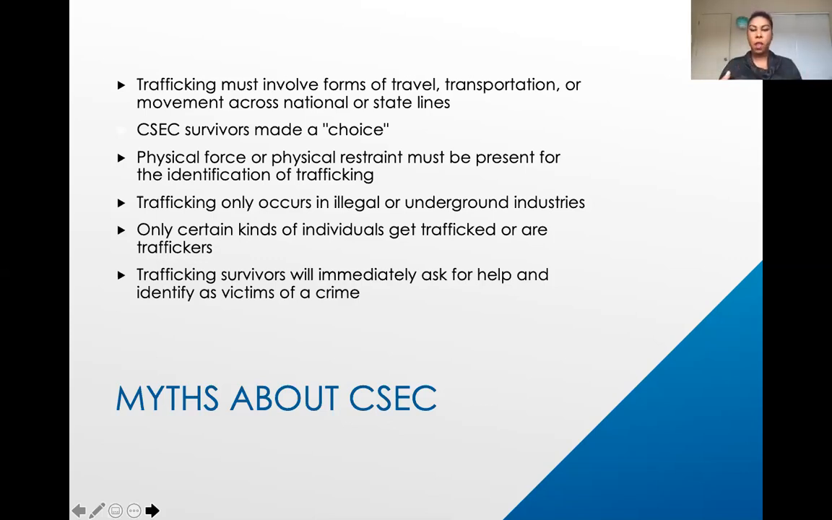And then another big one is that trafficking or CSEC survivors will immediately ask for help and identify as victims of a crime. This is a very complex issue, and it goes into the idea that CSEC survivors made a choice. We don't fully understand why a CSEC survivor may not readily say, yes, I'm so glad, I feel safe, I want to go with you, if police bust down the door and say they're taking you out of there. And why a lot of the times trafficking survivors may push back when law enforcement gets involved. It has to do a lot with what's called grooming, which we're going to get into in a later slide.